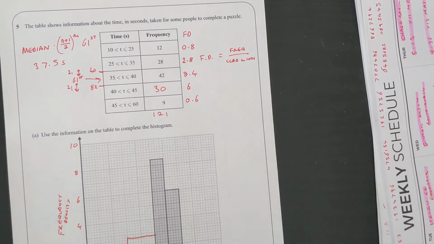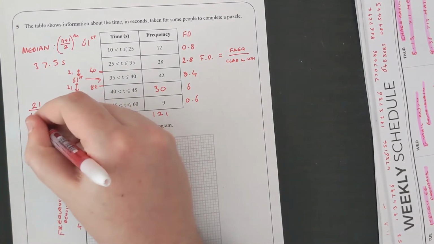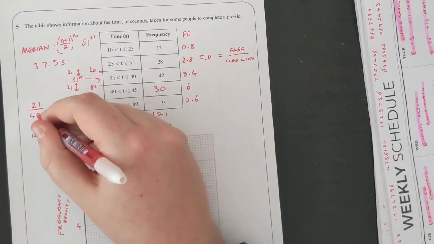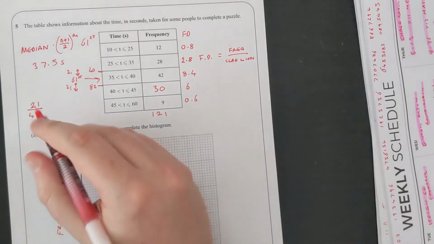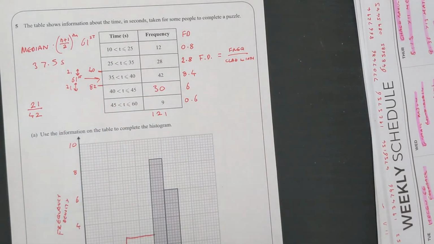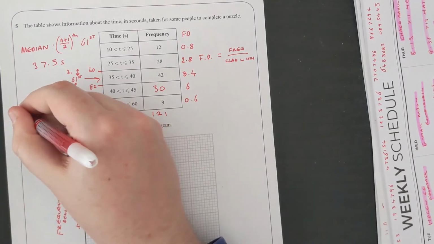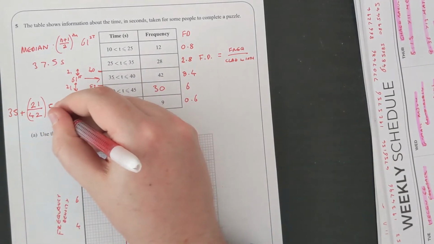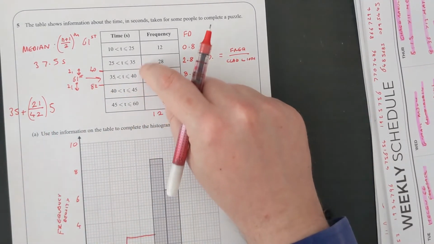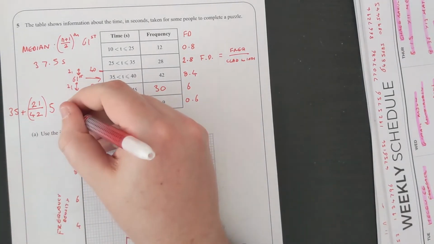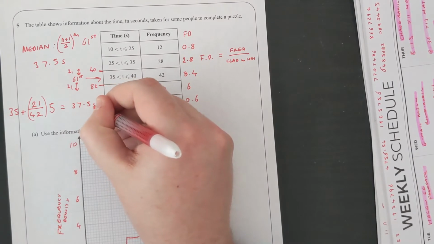So more formally, this would be 21 out of 42. How far into this frequency we need to go out of the total frequency? So halfway in between 35 and 40. In other words, we're doing 35 plus, and that's a half in this case, but it could be anything, times 5, because my total class width is 5, and I want to go 21 out of 42 into my class width, giving me 37.5 seconds.